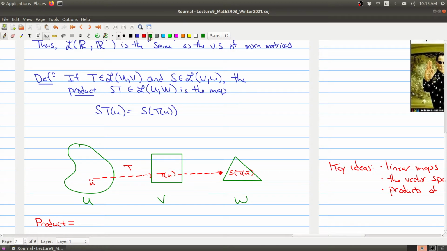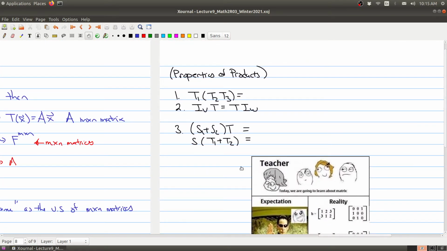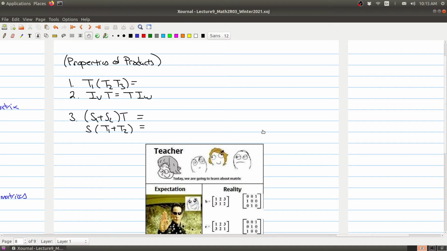What we're doing with the product is defining the map ST to be the map that bounces through these vector spaces. Another way to think about what a product means when we're taking linear maps is that product is just another way of saying composition. So when our textbook talks about the product of two linear maps, they really mean the composition of two linear maps. The final slide of my lecture describes some properties of products, which are really just the properties of composition of functions.